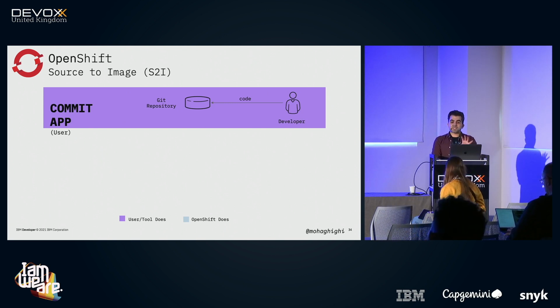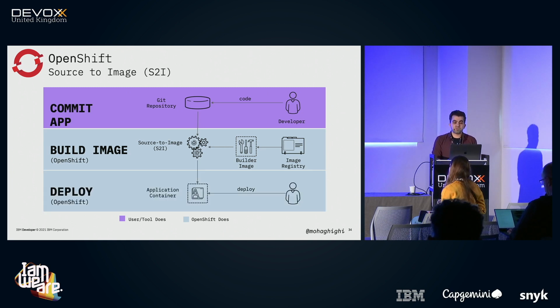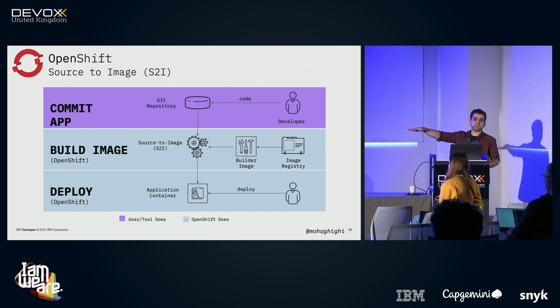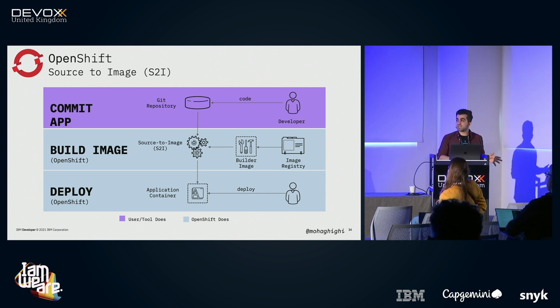OpenShift basically takes care of building and deploying your application. Developers can focus on coding, and the rest of the process is taken care of by OpenShift. That's basically through OpenShift S2I, or source to image. It builds your image, deploys it, and enables continuous integration. So as you can see, everything else is being taken care of by OpenShift. You, as a developer, just commit and push to your Git. And that's actually the beauty of it. Otherwise, with Kubernetes, you have to do a lot of operations to get that up and running.